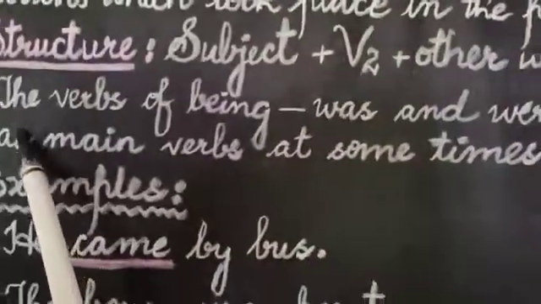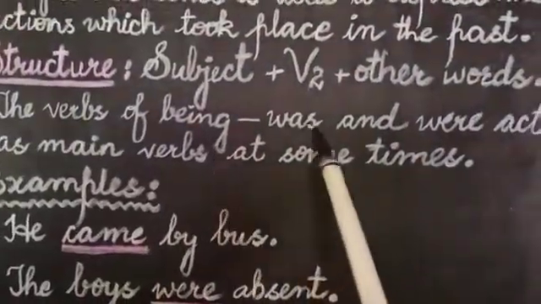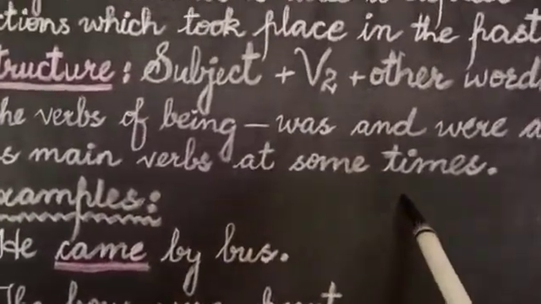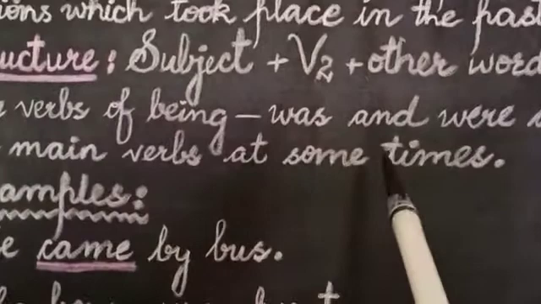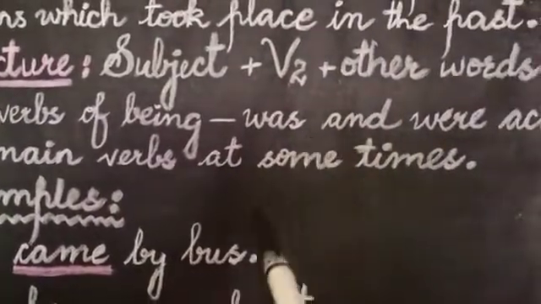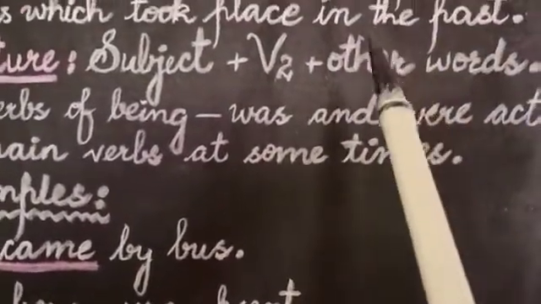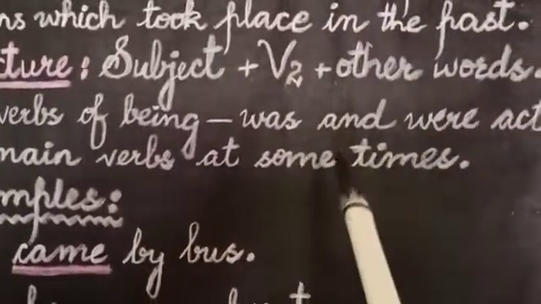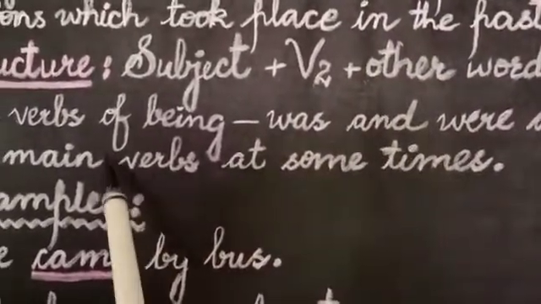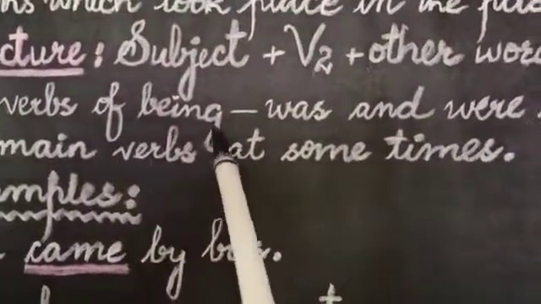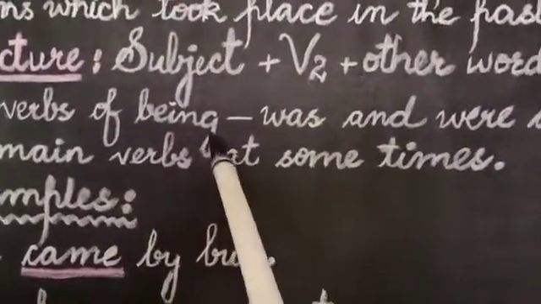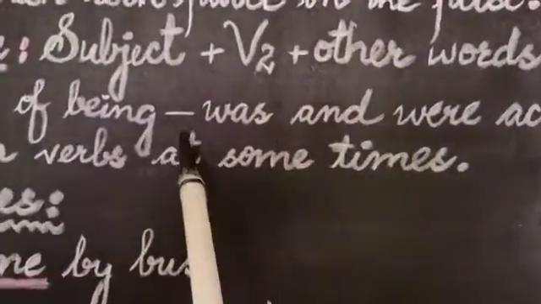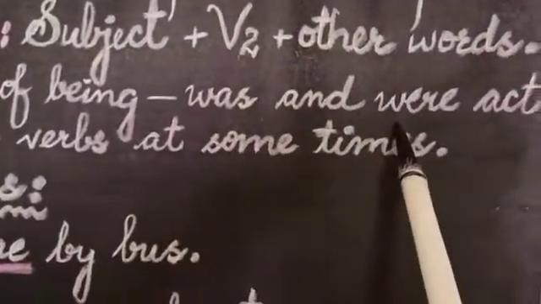My dear students, the verbs of being, was and were, act as main verbs at some times. I have told you in your previous class that it is not necessary that every time the verb will show us action. It is not mandatory that every time the verb will be an action word. It can be a verb of being, which shows us the condition, and these was, were can act as verbs in a sentence.